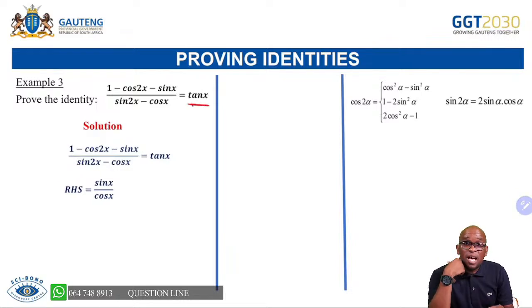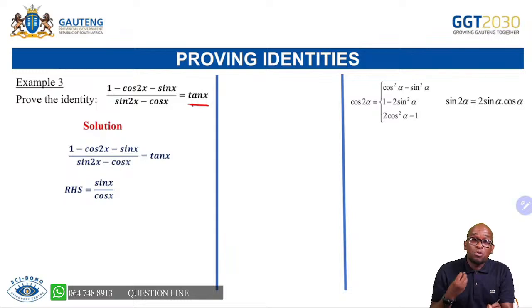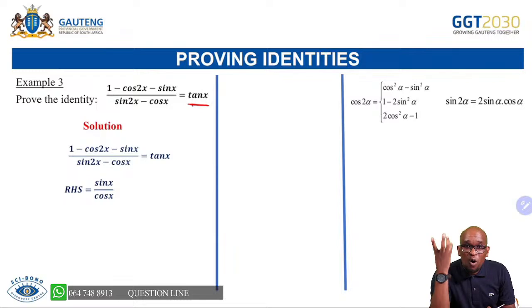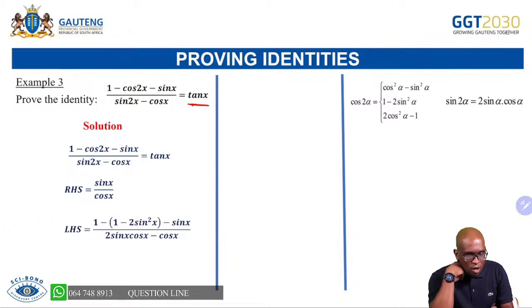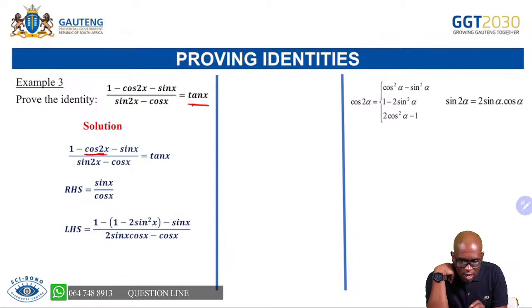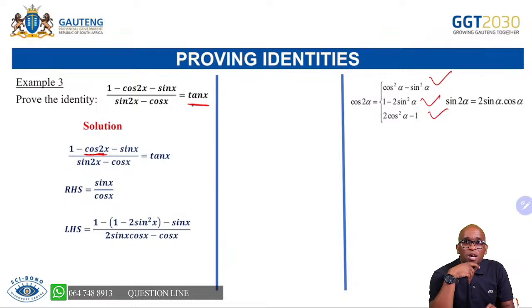I changed a tan to sine over cos because I said I want everything to be written as sine and cos before I can simplify. Then I can go to the left hand side. Now, in my left-hand side, I have the double angle for cos. And you can see here that there are 3 equations for the double angle for cos. I need to be able to choose the correct one.